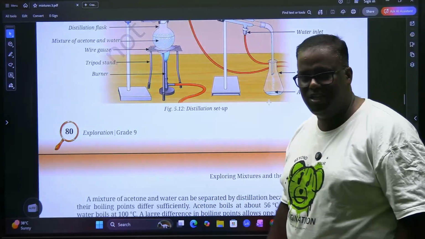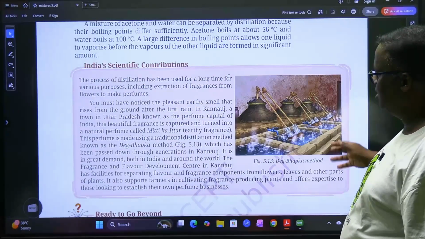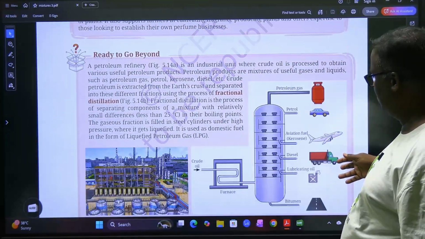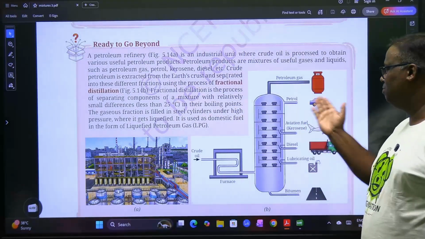So when tar is left behind, then you know. That also they will show here. These are simple techniques. This is crude oil. So petroleum gas comes out. After that, you have got petrol.